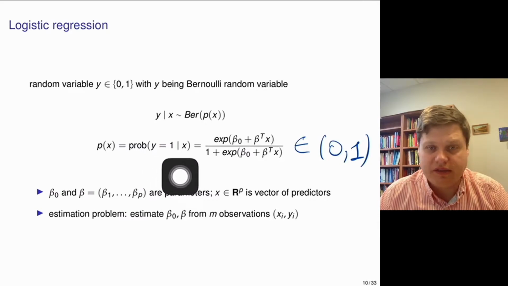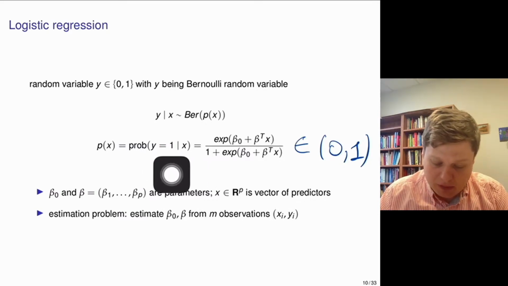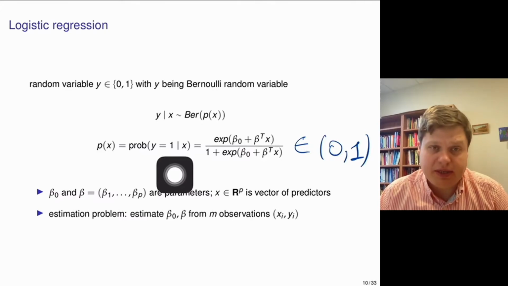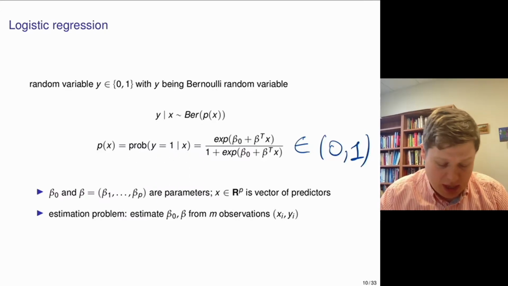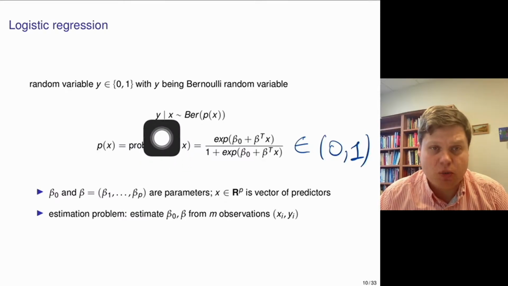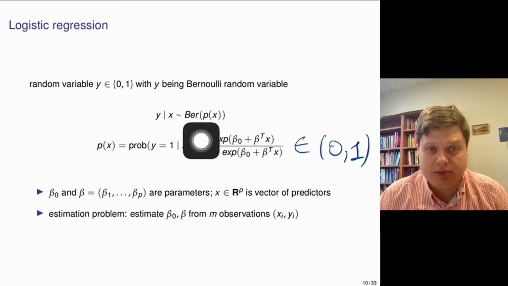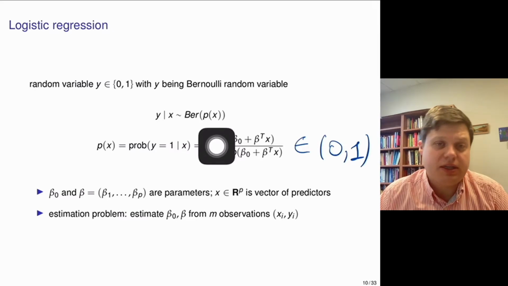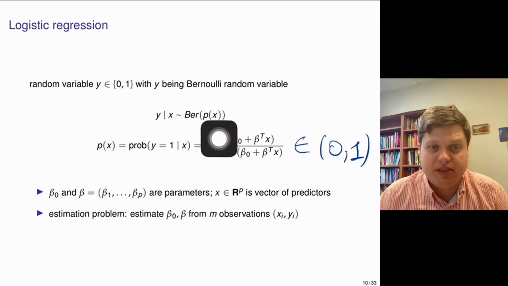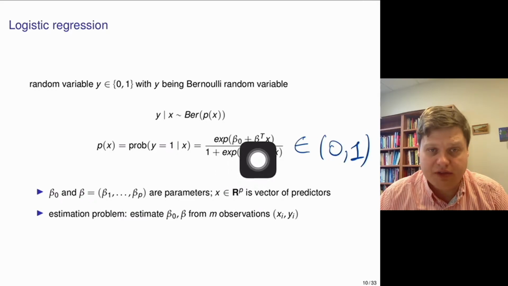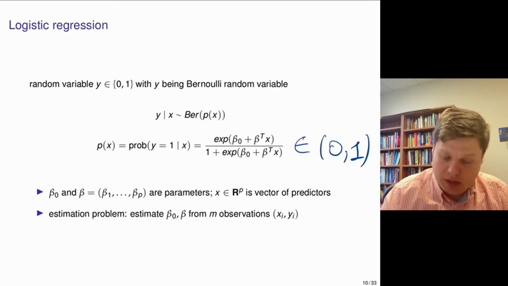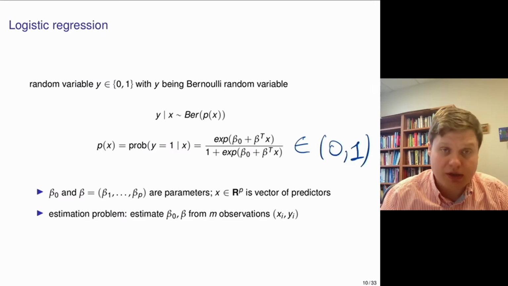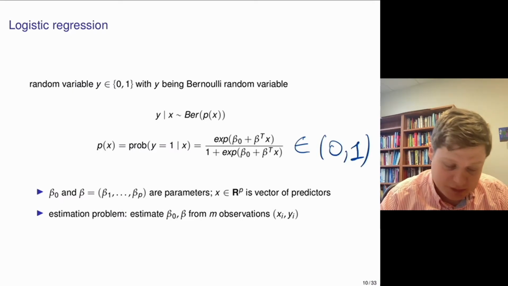Then we interpret this number as the probability that y equals 1 given x. Now, since we have a probability, we can write down a probabilistic model for y, and it's simply a Bernoulli distribution. So y given x follows a Bernoulli distribution, and the probability of success of this Bernoulli distribution is given by this p of x, which is our logistic function applied to the affine transformation. Now we have a probabilistic model. Now we can write down the likelihood for the logistic regression.